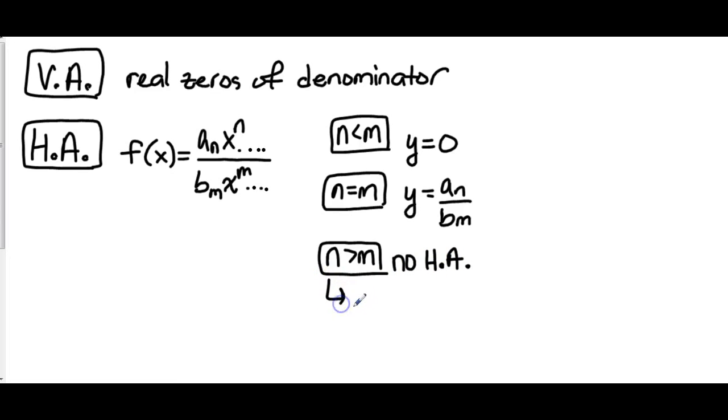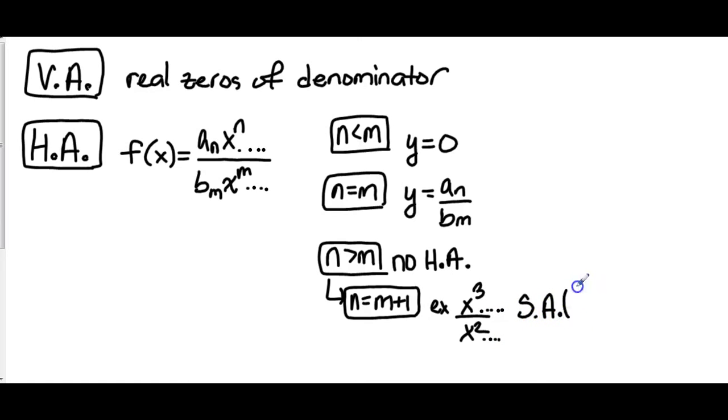except if n equals m plus 1, meaning the degree of the top is exactly one more than the degree of the bottom. So an example would be if I have x to the third divided by x squared relationship, we have a slant asymptote, which would come from long division. Put a little smiley face next to there for long division, yay. And that wraps up our vertical asymptote, horizontal asymptote refresher quick set of notes.